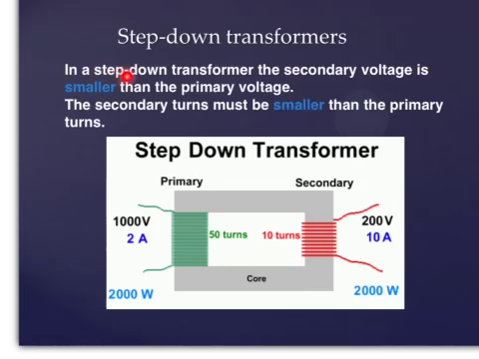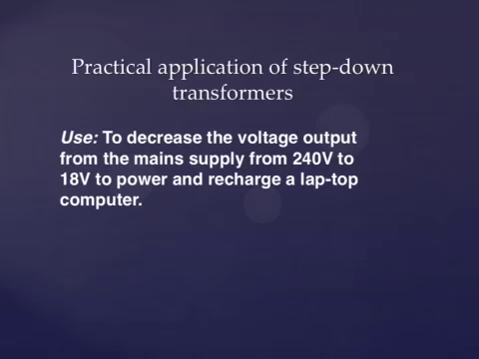In a step-down transformer, the secondary voltage is smaller than the primary voltage. The secondary turns must be smaller than the primary turns. Practical application of step-down transformers: to decrease the voltage output from the main supply from 240 volts to 18 volts to power and recharge a laptop computer.